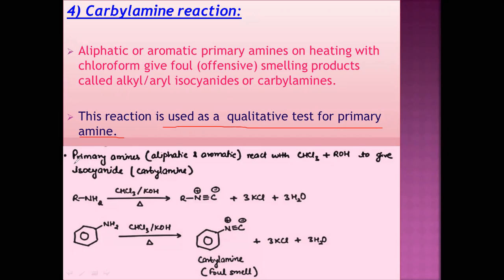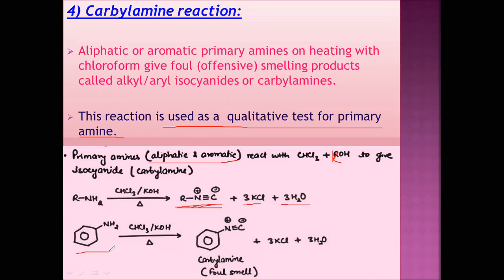Now here a primary amine, aliphatic or aromatic, you have to use any one, reacts with chloroform, that means CHCl3 with KOH. Okay, CHCl3 with KOH, it gives isocyanide or carbylamine. That means RN triple bond C with 3 KCl and 3 molecules of water. This is the product isocyanide, which has an offensive, foul smell.